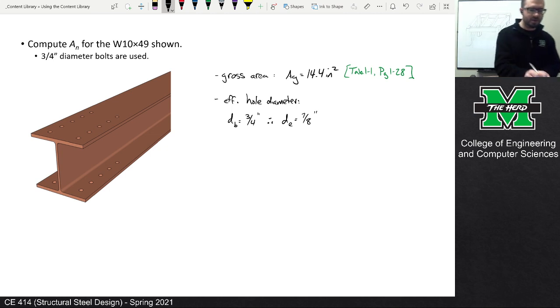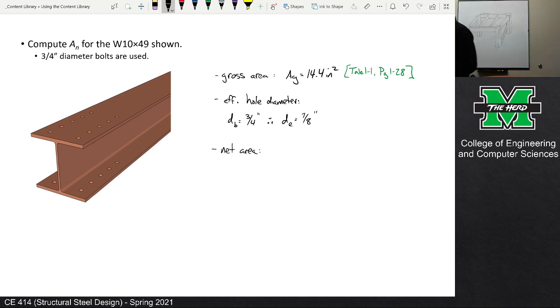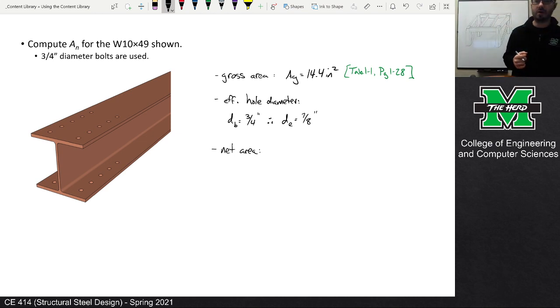So we know the effective hole diameter. Now let's talk about the net area. Okay. Looking at this schematic, I want somebody to help me out. How many bolt holes do you think we're going to subtract? 4. Okay, that's exactly right. Now, am I missing something? I feel like there's a data point that I need that I don't have.